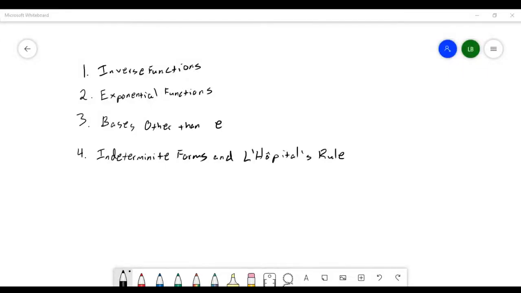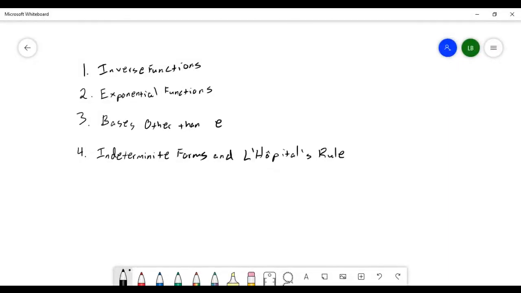All right. Welcome to the Week 10 review for Math 2417. This week we'll be going over inverse functions, exponential functions, some bases other than e, and some indeterminate forms of limits and L'Hopital's rule.